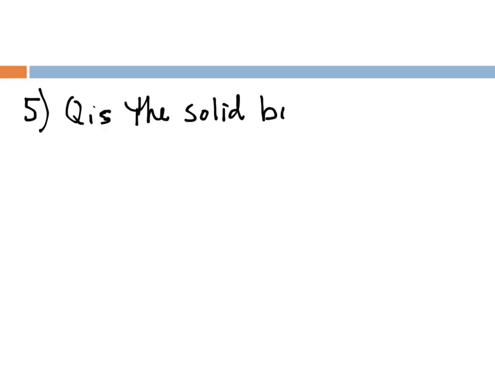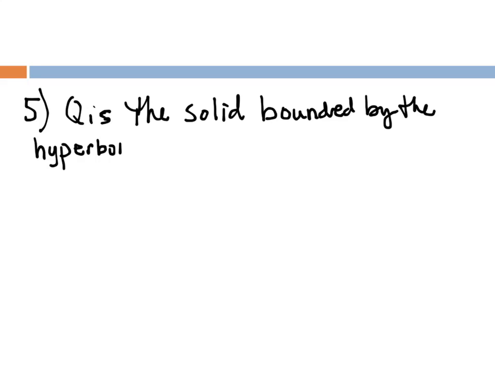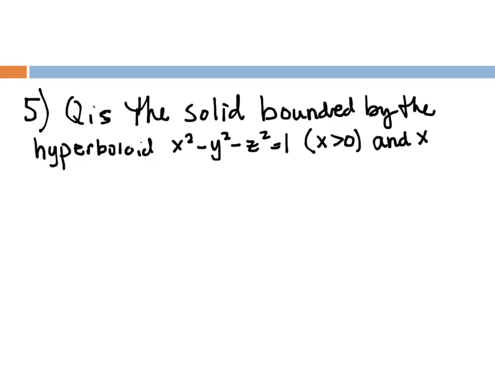Okay, number 5. So Q is the solid bounded by the hyperboloid x squared minus y squared minus z squared equals 1, where x is greater than 0, and x equals 4.